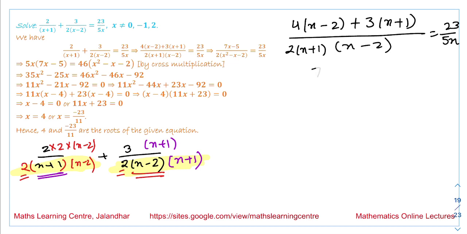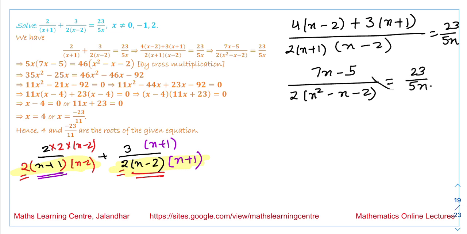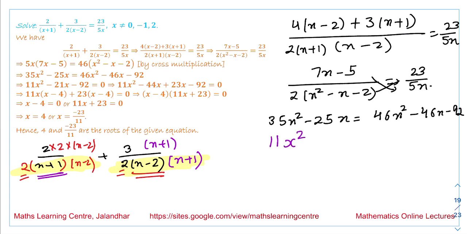So this gives us (7x minus 5) over (2x square minus x minus 2) is equal to 23 by 5x. When we cross multiply these terms, we get 35x square minus 25x equal to 46x square minus 46x minus 92. On adjusting these values, the final quadratic equation is minus 11x square minus 21x minus 92 is equal to 0.